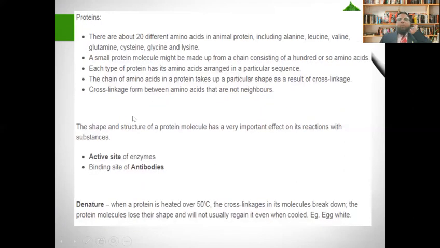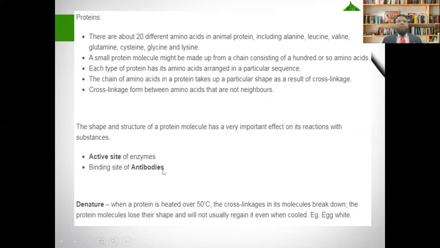Each type of protein has its amino acids arranged in a particular sequence. The chain of amino acids in the protein takes up particular shapes as a result of cross-linkage. Cross-linkage forms between amino acids that are not neighbors. The shape and structure of the protein molecule has a very important effect on its reactions with substances, for example, the active site of an enzyme and the binding site of antibodies.